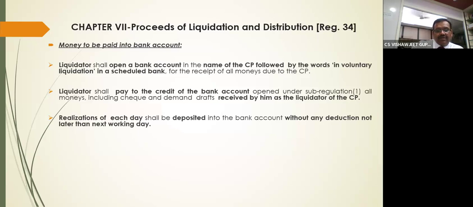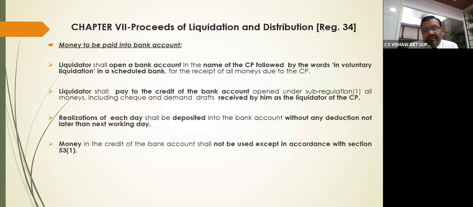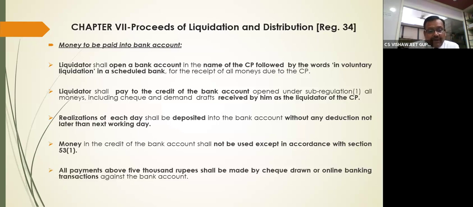You deposit into the bank without deduction, not later than the next working day. So whatever amount you receive today, you will have to deposit into the bank by tomorrow. Money in the credit of the bank account shall not be used except in accordance with section 53. So whatever money is in the credit of the bank account, you cannot use it except for distribution as per section 53, that is the waterfall mechanism. All payments above 5,000 rupees shall be made by cheque, drawn or online banking transactions against the bank account.